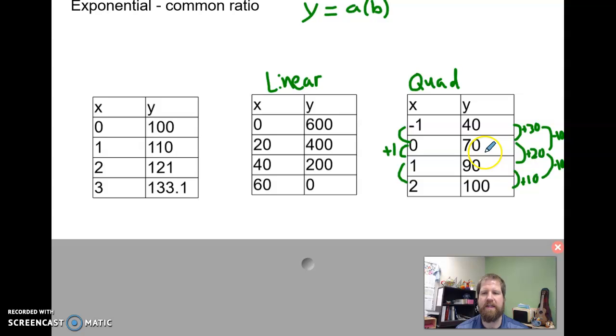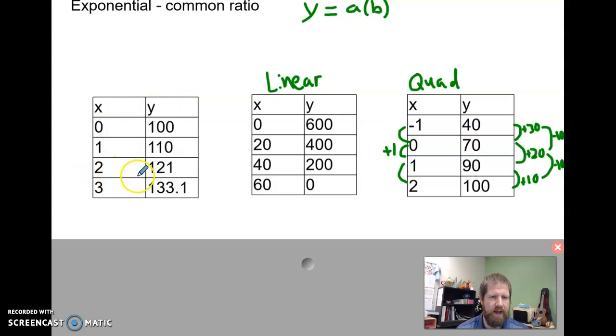Often a quadratic is easy to find and to see if you can see the vertex in the data. But sometimes we won't have that as part of the data. So looking at the second differences is the best way to be sure.